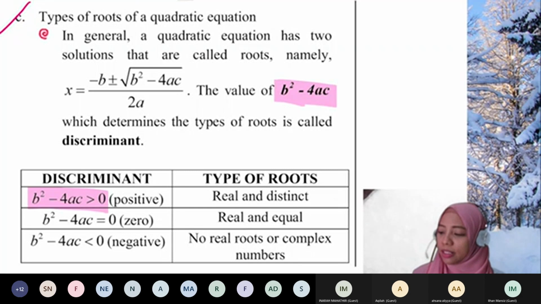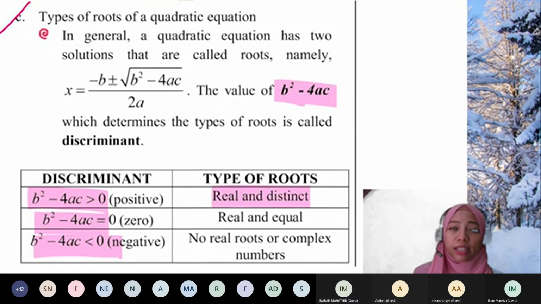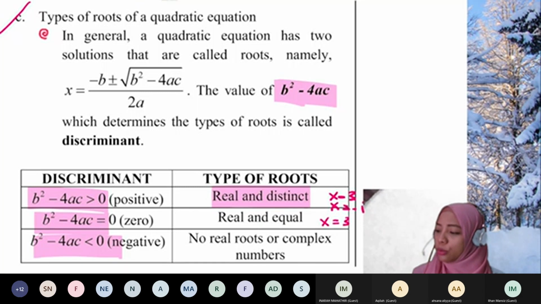Ini kat sekolah dah belajar dah, betul tak? Betul. So kena ingatlah kalau greater than 0, real and distinct. Maksudnya dia nyata dan dia adalah dua values yang berbeza. Contoh yang pertama adalah x equals to 3, yang kedua adalah x equals to -1. Okay. Kemudian real and equal. Real and equal maksudnya satu tu x equals to 3, satu lagi pun x equals to 3. Sebab function faktor yang dia dapat tu mungkin x minus 3 square.